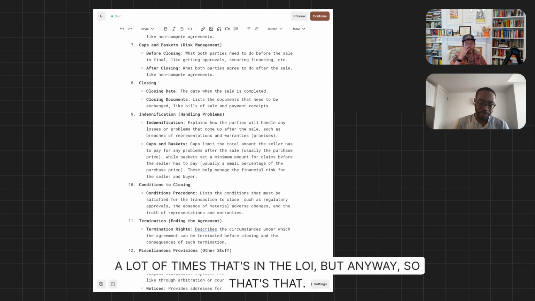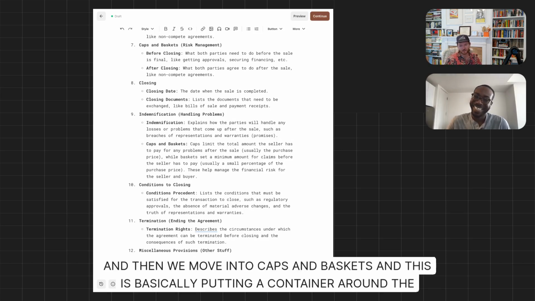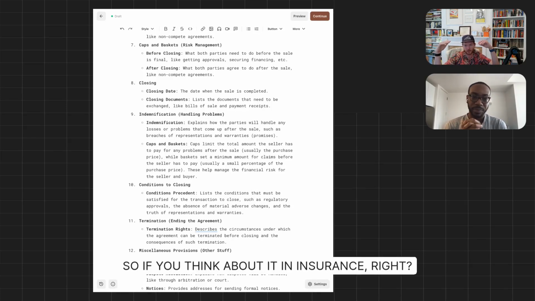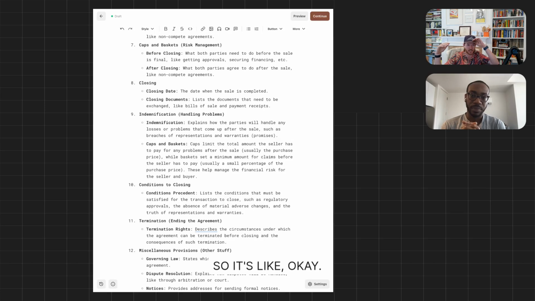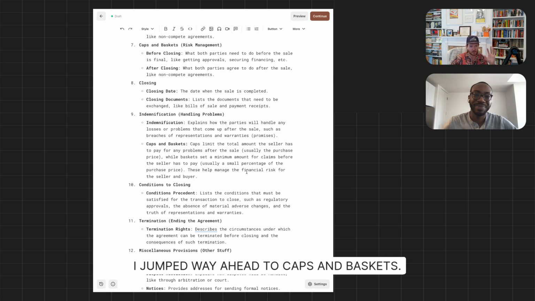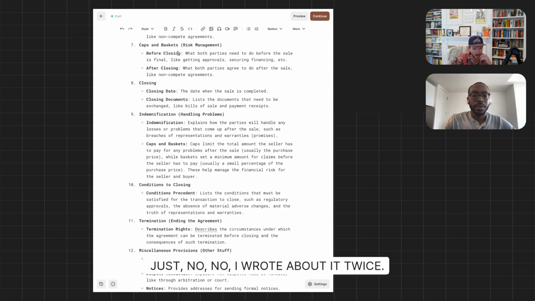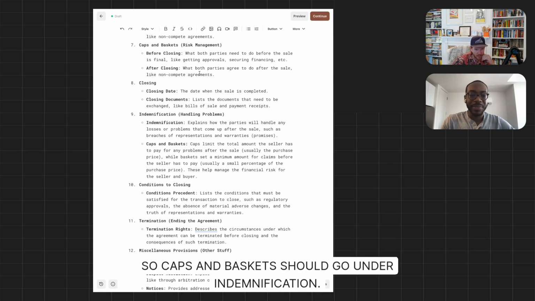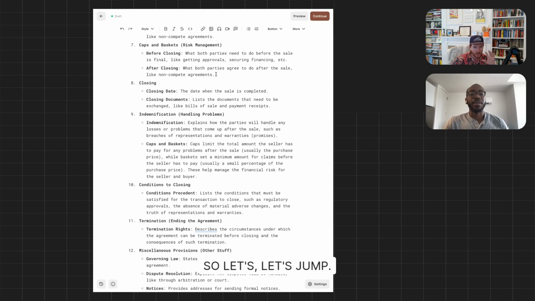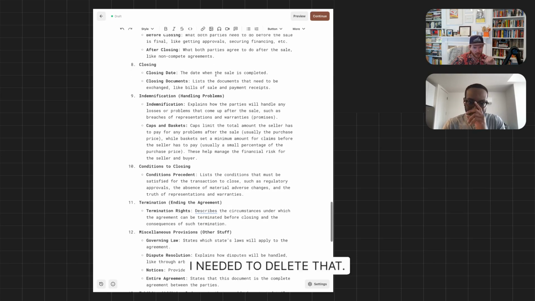Anyway, so that's that. And then we move into caps and baskets. And this is basically putting a container around the risk. So if you think about it in insurance, right? So it's like, okay, let's go. All right, no, sorry, I jumped way ahead to caps and baskets. My bad. Sorry. No, you were there. You were at actually, covenants. Sorry, I wrote about it twice. So caps and baskets should go under indemnification. So sorry. So let's jump. Sorry, I need to delete that.